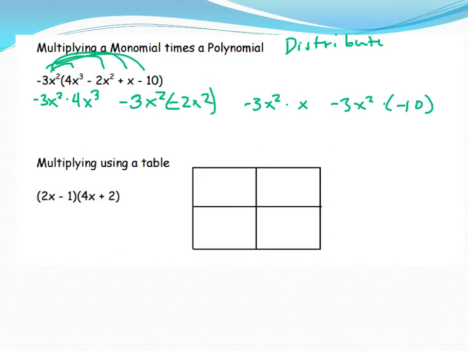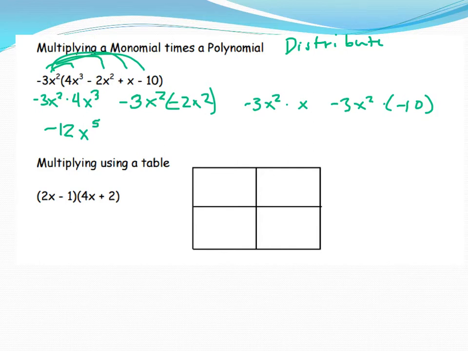So we have negative 3x squared times 4x to the third. What do we do here? Treat numbers like numbers. Negative 3 times 4 is negative 12. Then I have x to the second power times x to the third. We're multiplying, same base, different powers, so we apply our product rule. That's x to what power? The fifth. Remember, we add our exponents. So I get negative 12x to the fifth.